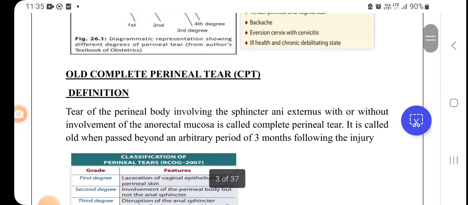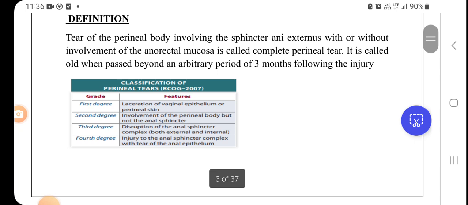First we will see regarding the CPT, that is complete perineal tear. Tear of the perineal body involving the sphincter ani externus with or without involvement of the anorectal mucosa is called complete perineal tear. It is called old when it passes beyond an arbitrary period of 3 months following the injury. So what do you mean by CPT? Tear of the perineal body, with or without the involvement of the anorectal mucosa, is called complete perineal tear, and if it has already passed 3 months, we can call it old complete perineal tear.